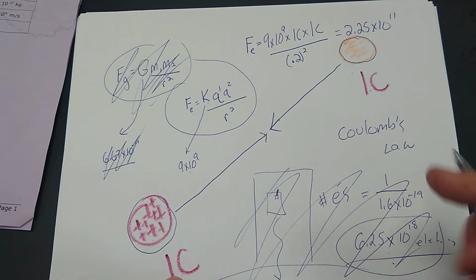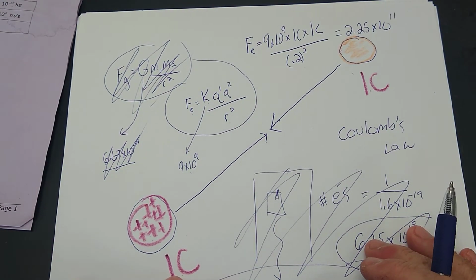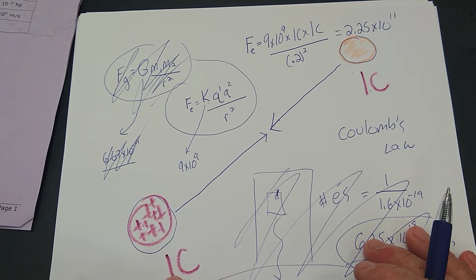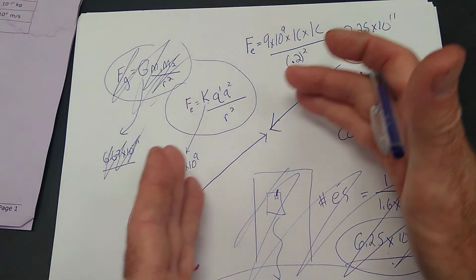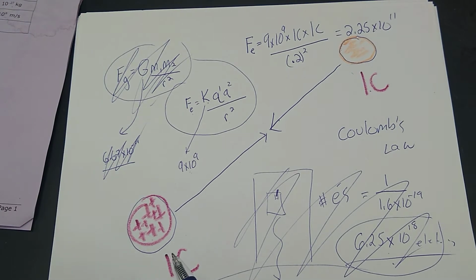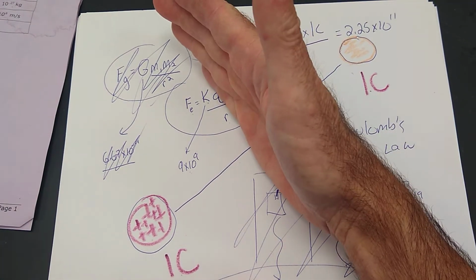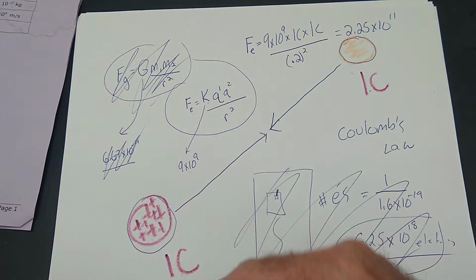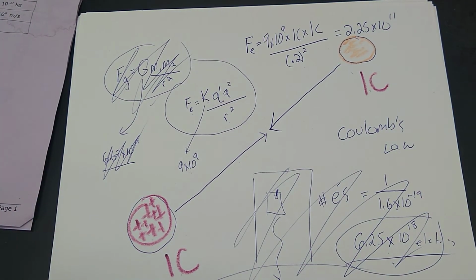Think about that. That is a huge number. That's 22.5 billion newtons of force that would attract these two. If you were standing between these charges, it would go through you and turn you to butter.